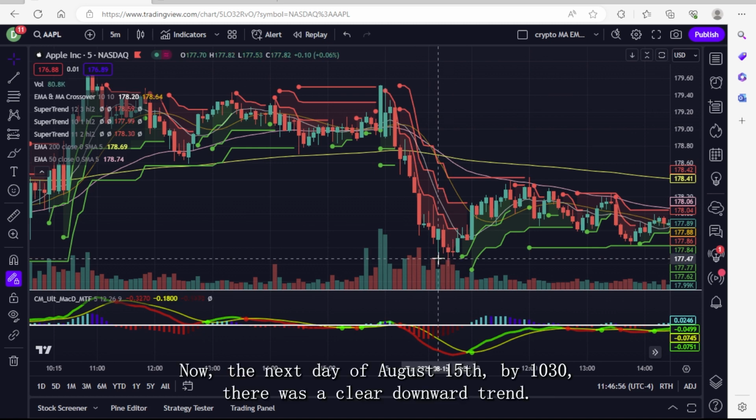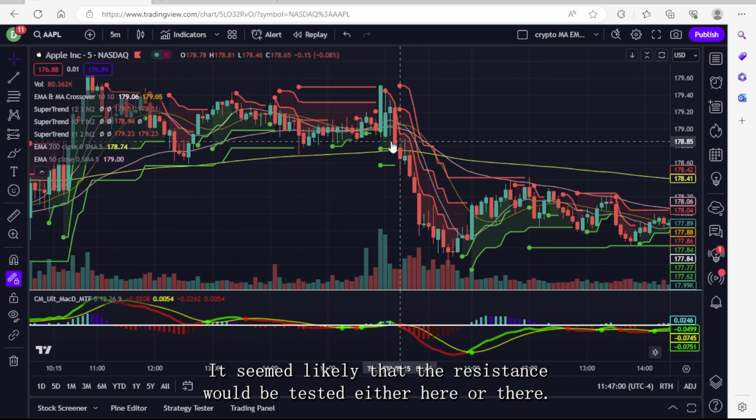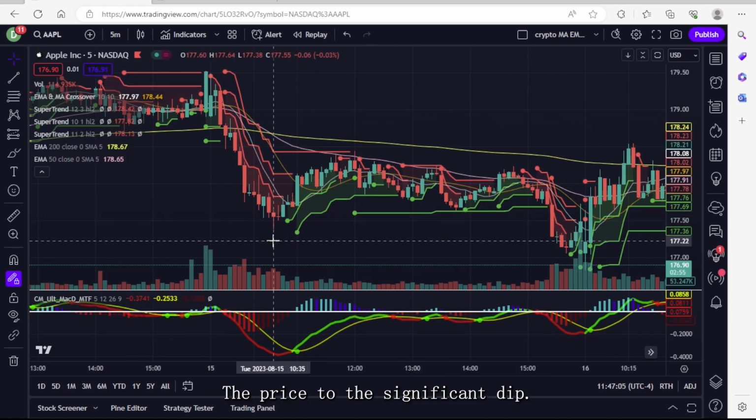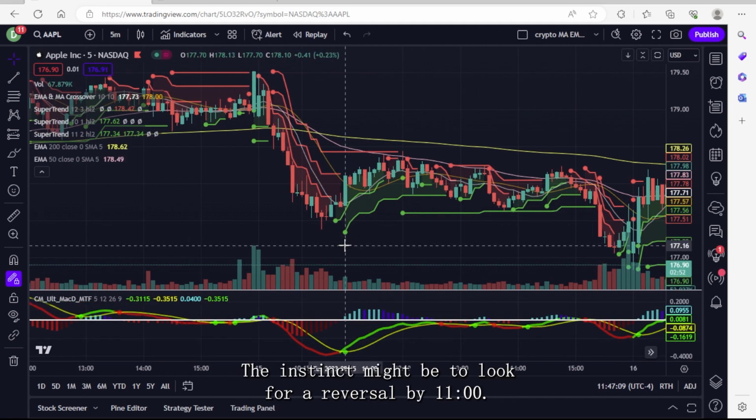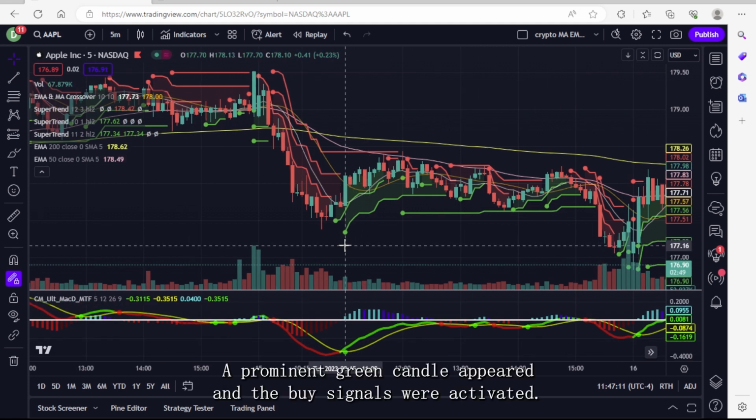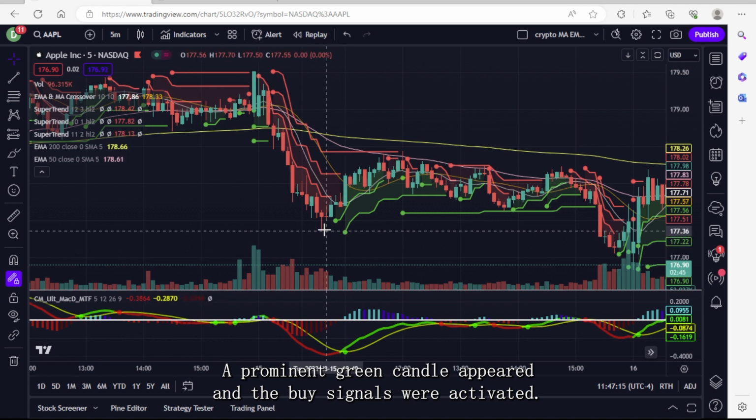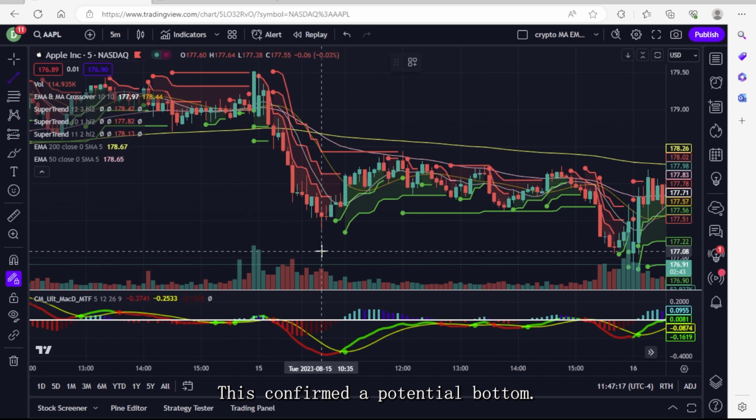Now, next day of August 15th. By 10:30, there was a clear downward trend. It seemed likely that the resistance would be tested either here or there. The price took a significant dip. The instinct might be to look for a reversal. By 11 o'clock, a prominent green candle appeared, and the buy signals were activated. This confirmed a potential bottom.